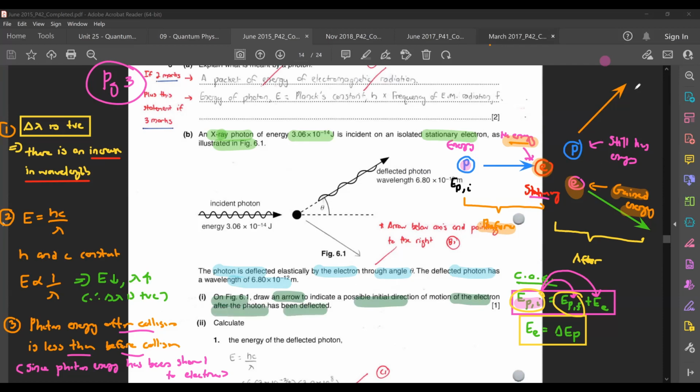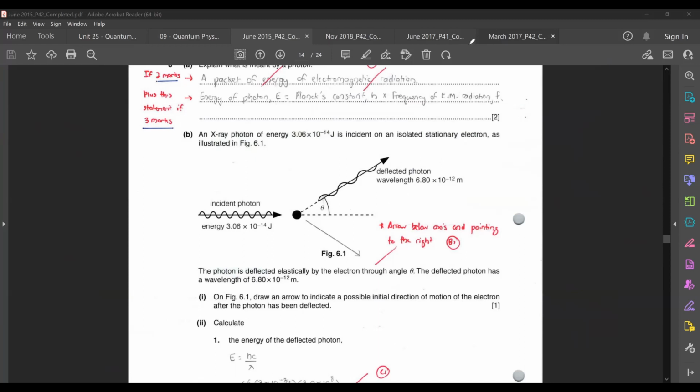Okay, this one I don't think I need all this diagram anymore. I can just use this diagram as it is. So for your case, draw an arrow to indicate a possible initial direction of motion of the electron after the photon has been deflected. Your photon is this one. Your electron is this thing here. This is the case before collision. This part here is the case after collision.